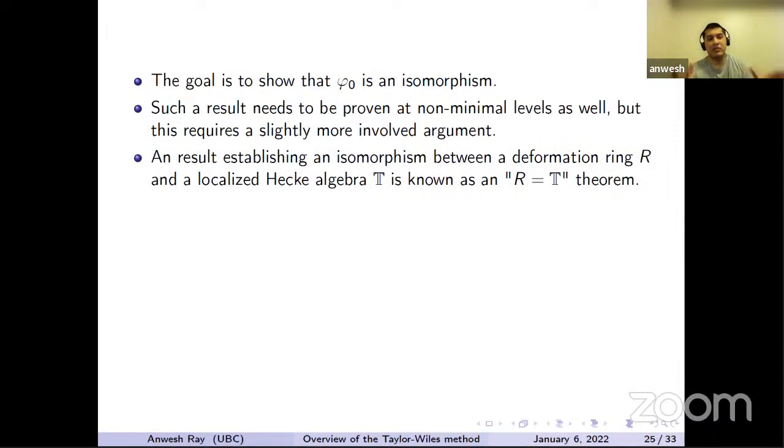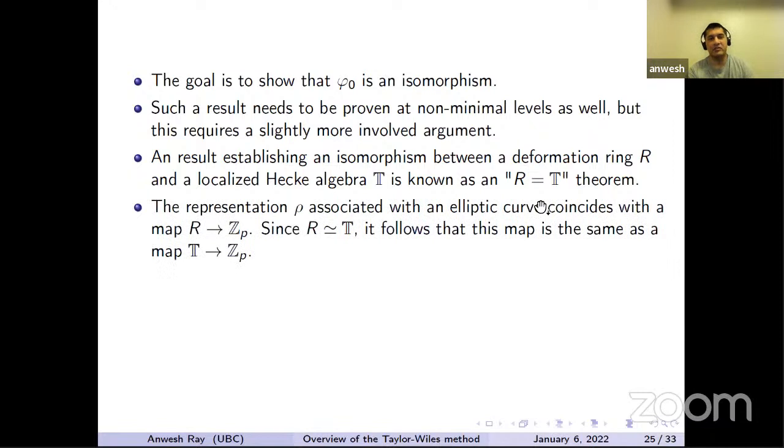So showing such an isomorphism between a deformation ring and a Hecke algebra is called an R equals T theorem. So the deformation ring is sort of like R and the Hecke algebra is T, and then an isomorphism between them is called an R equals T result. And this sort of nomenclature is used in more general situations. One does prove modularity statements for more general, higher dimensional Galois representations and so on. So this type of statement is very ubiquitous in the literature since these results were first proved.